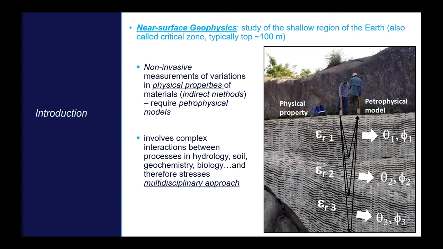We can see this image here, that's ground penetrating radar. You're looking at how this electromagnetic wave travels through the subsurface. We're able to infer the physical property, which is relative dielectric permittivity, for different layers. Then we need to use a petrophysical model to convert this physical property into something more meaningful. In this case, maybe moisture content, porosity, or whatever that might be, depending on the method. The point is that the array of measurements involves a set of complex interactions between different processes: hydrology, soil chemistry, biology, all these different things. So it requires a multidisciplinary approach, and that's the exciting part of this.